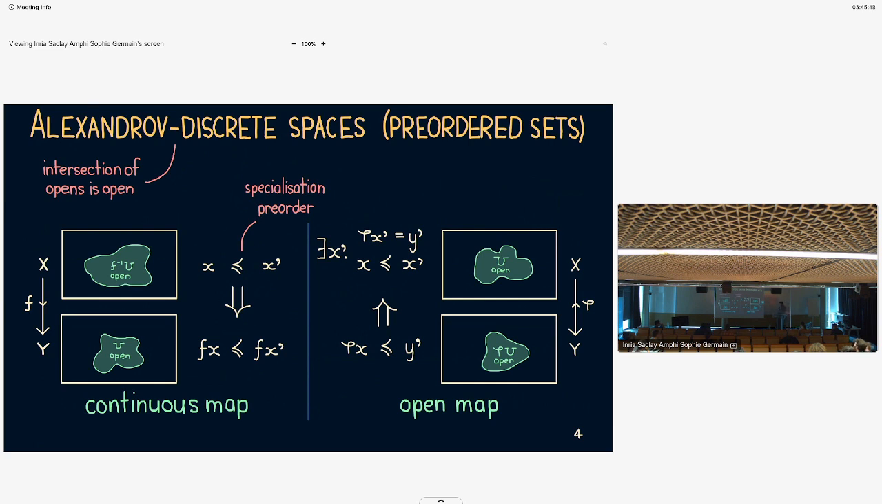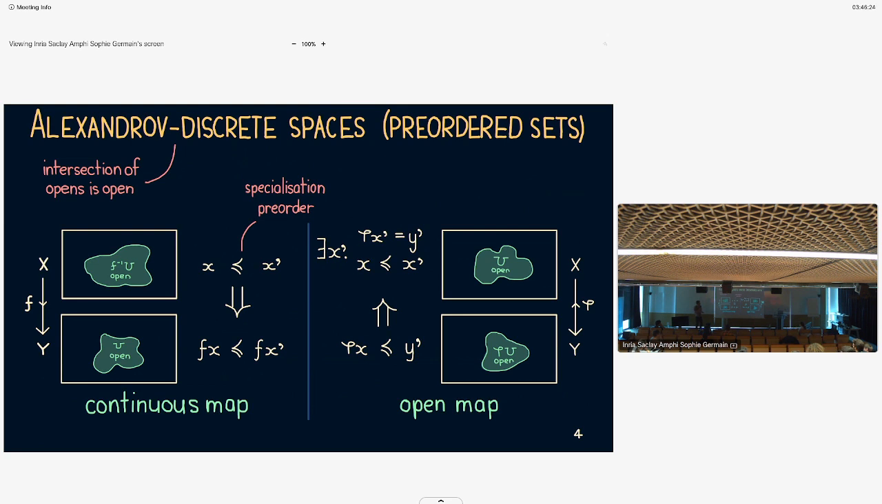Okay. So for another example, we're going to talk about Alexandrov discrete spaces, or equivalently, pre-ordered sets. I hope we're all familiar with the notion of a pre-ordered set: a set equipped with a binary relation that's both reflexive and transitive. So it's almost a partial order, but not necessarily anti-symmetric.